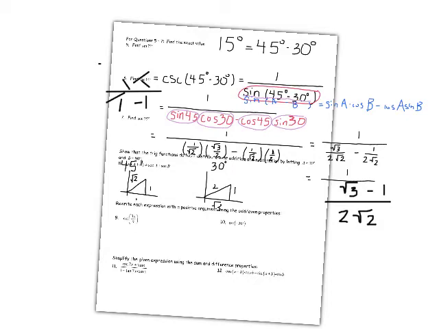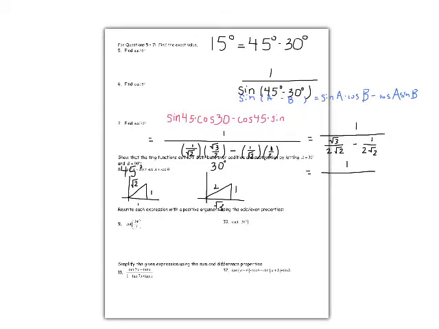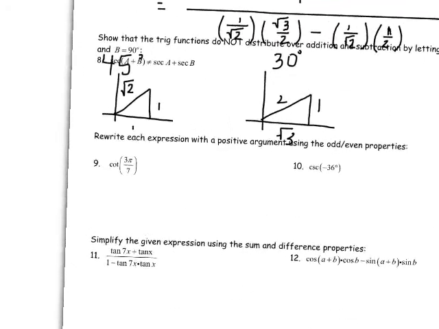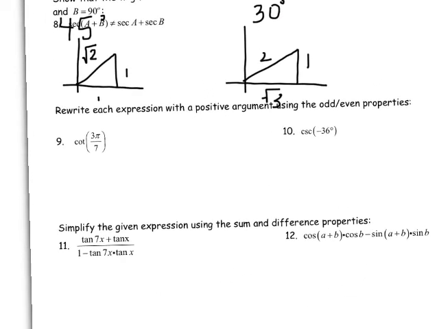Okay. All right, number 9. Rewrite each expression with a positive argument using the odd and even properties. Well, that's interesting, because if you look at number 9, it's already got a positive argument, so it is what it is. Cotangent 3 pi over 7. And that's it.